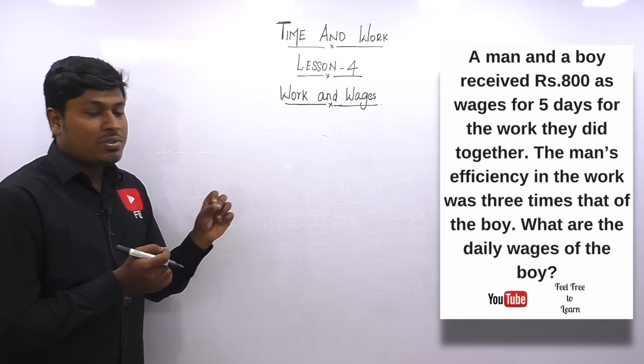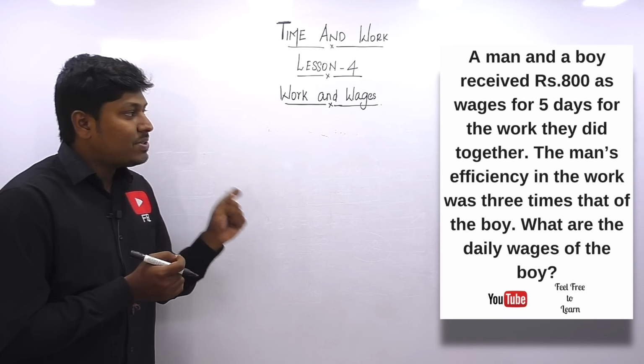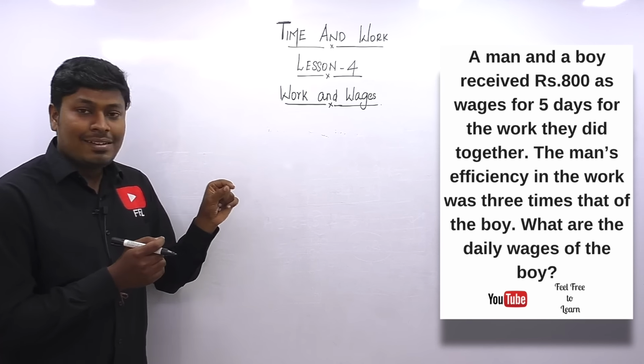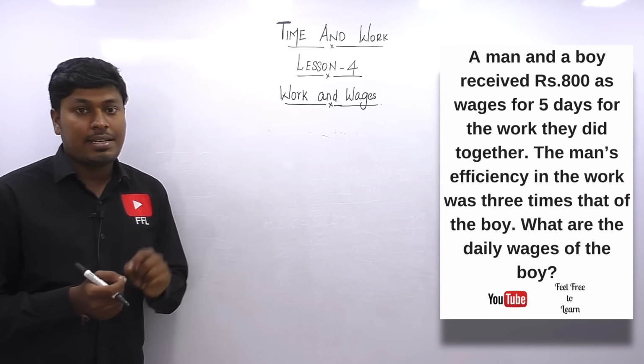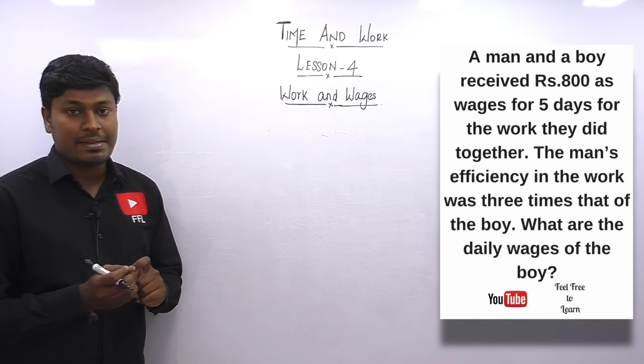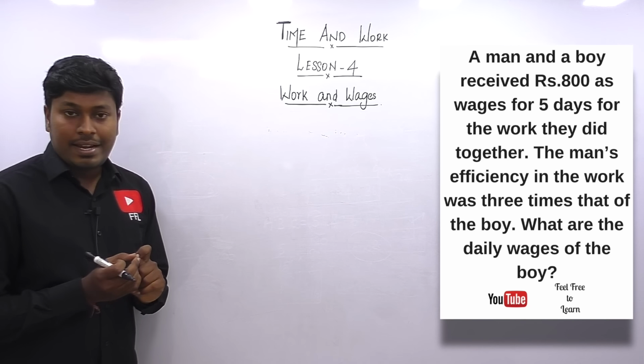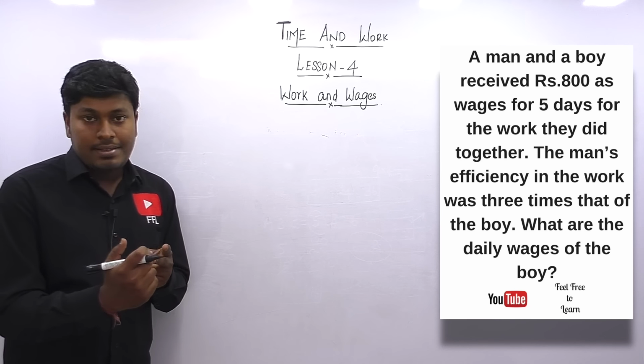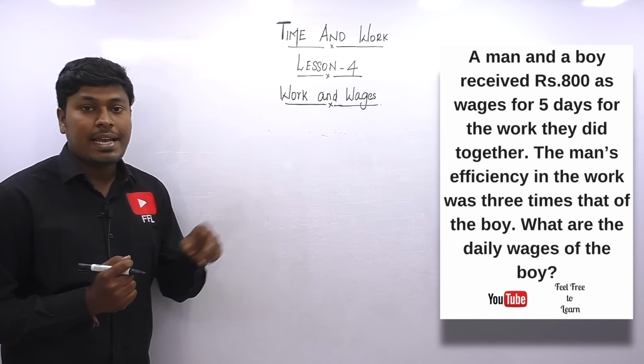So friends, a very important question, and there is a lot of chance to make a mistake in this question because it is easy, but finding the answer on the last step is a little bit tricky. You should not make the mistake in the exams, right? So friends, first of all, let me understand the concept. There are 2 persons, a man and a boy. They work for 5 days and they got a total wage of rupees 800.